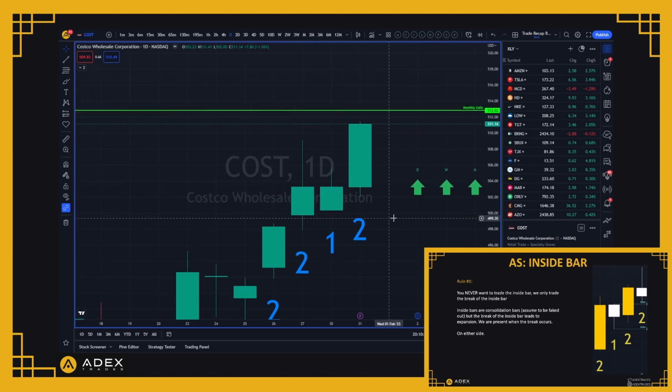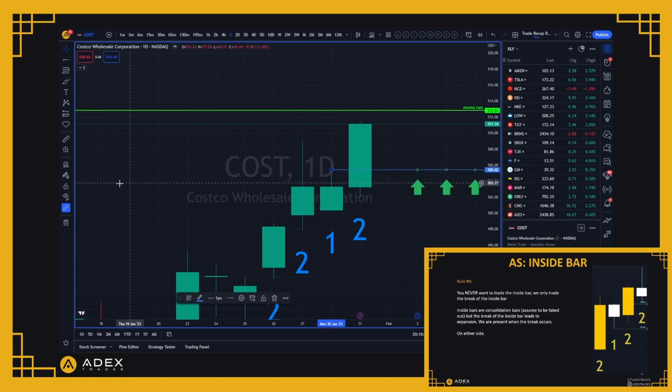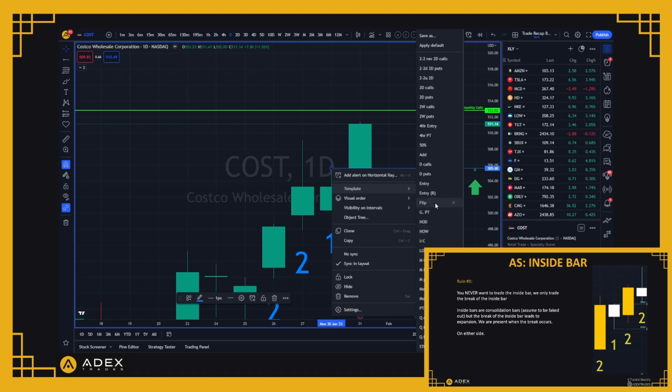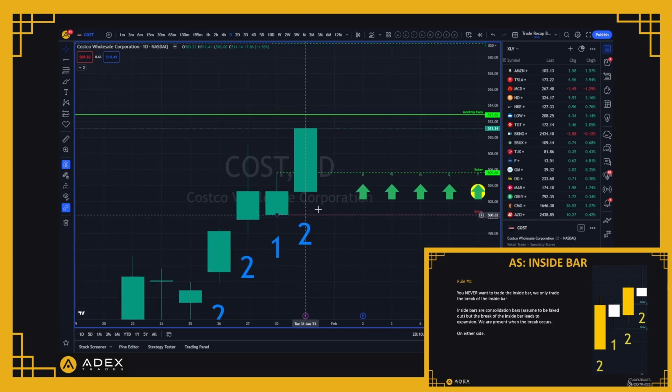So for Costco, yesterday, after the close of the day, you mark your high of the candle, entry, right, and your low of the candle. And if Costco goes 2 up, you enter calls. Costco goes 2 down, you enter puts. That is the inside bar breakout.